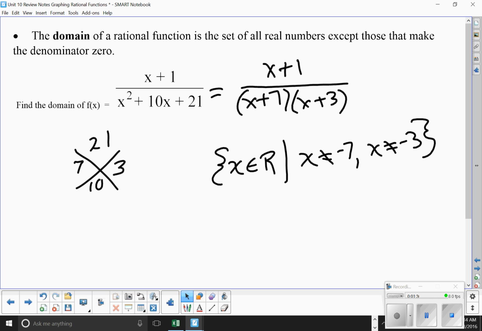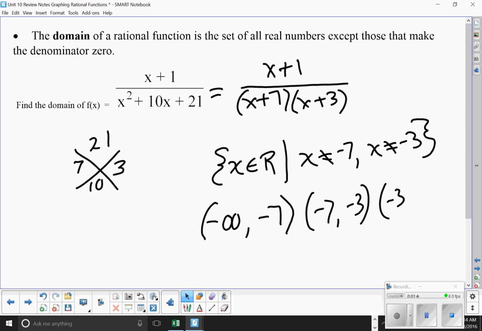If you were going to write it in interval notation, you'd go from negative infinity up to negative 7, from negative 7 up to negative 3, and then from negative 3 to positive infinity. By using the parentheses, you're simply saying everything but this ending point. This would be the preferable way to write it.